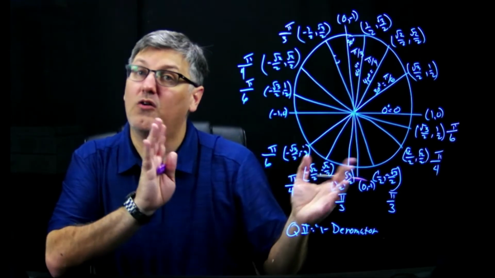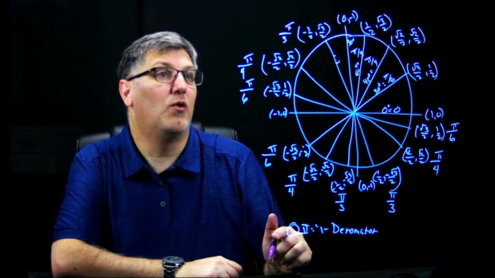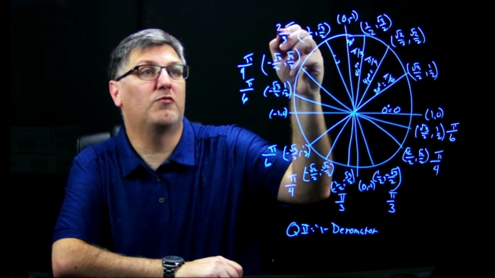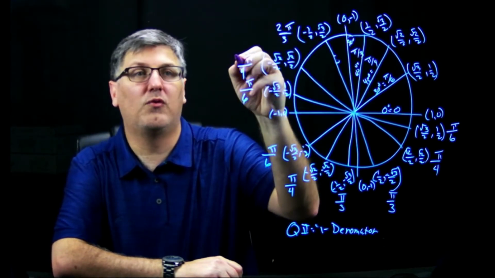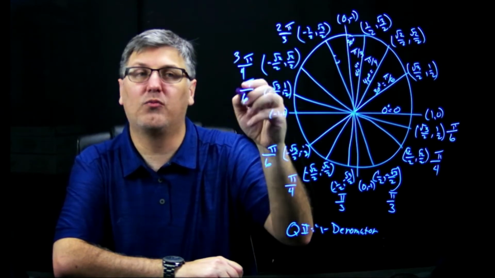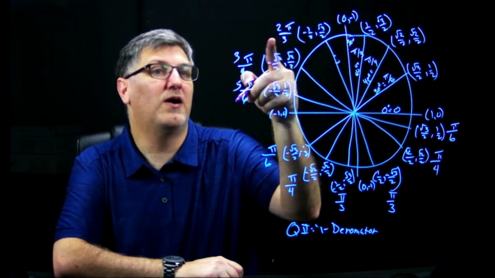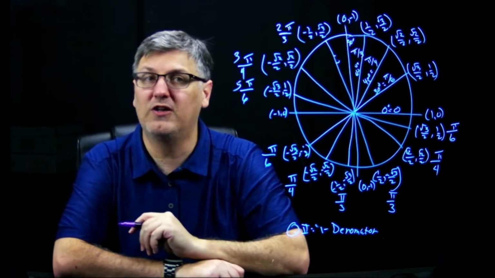Now, it's pretty easy. Quadrant 2, 1 minus the denominator. Well, this becomes 3 minus 1. This becomes 2. This is 4 minus 1, becomes 3. 6 minus 1, this becomes 5. So this is 2 pi over 3, 3 pi over 4, and 5 pi over 6.